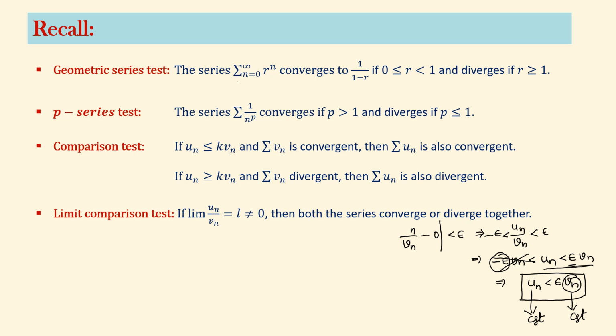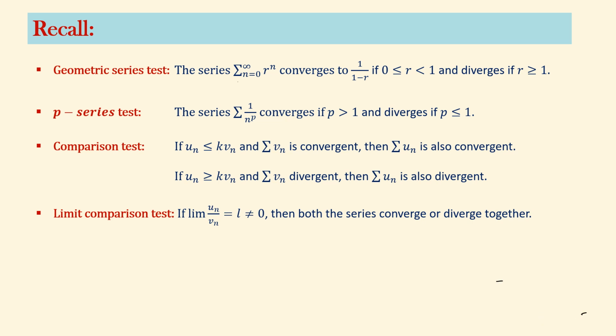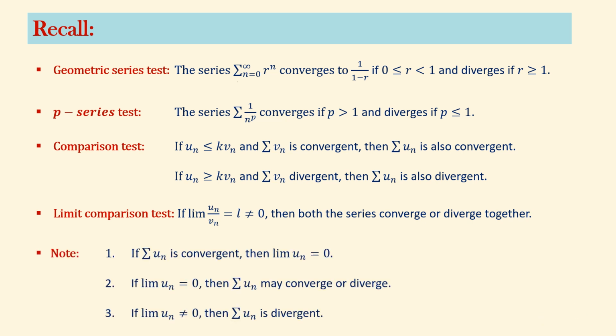Right? So the next important point is, if summation un is convergent, then the limit of un should be 0. It must be 0. Very important. These three are very important points. If the series is convergent, then the limit of the nth term should be 0. What about its converse? If the limit of un is 0, then the series may converge or diverge.